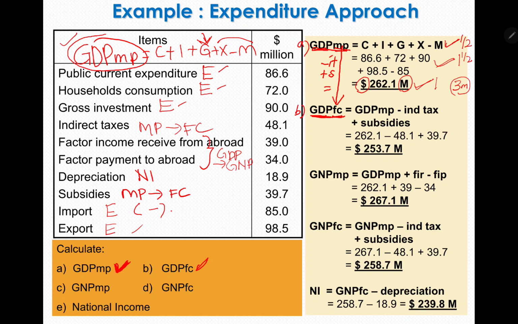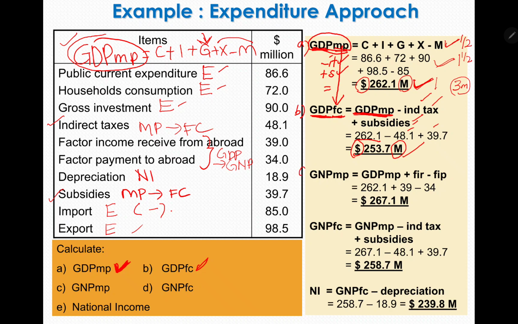GDP FC. So the item that you use to calculate here, you remain this item. So this GDP MP, you carry it together with you, and you continue the formula, minus indirect tax plus subsidy. So this GDP MP, you already have the figure. You just put the value, and then indirect tax and subsidy, you can get the value from the table. And you solve this, you will get your final answer. And remember, don't forget the units.